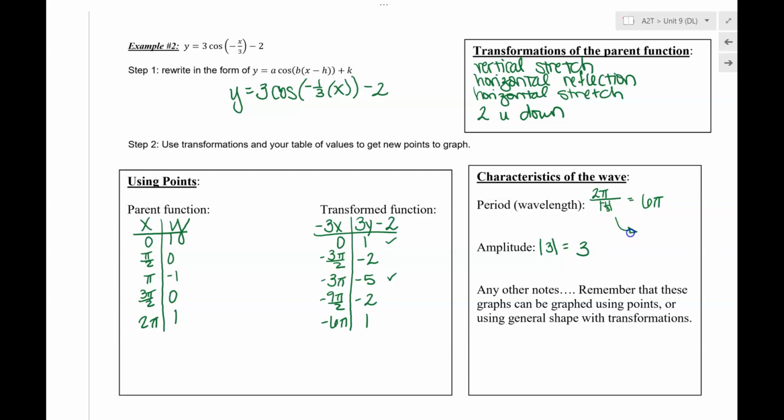Okay, in case you're wondering what did she just do? 2 pi divided by the absolute value. So I'll just take the negative away. Hopefully you guys are okay with that. 1/3, which means it is 2 pi times 3, and voila. Lots of arrows. Hope you're with me. Okay, the midline again is affected by k. So we can say that it is going to be at y equals -2.